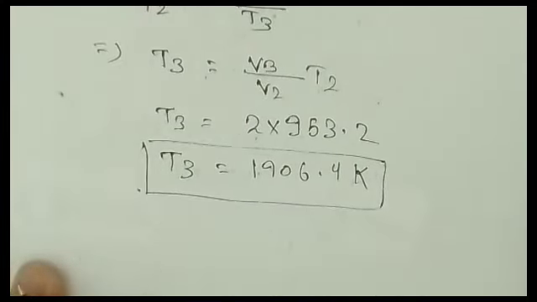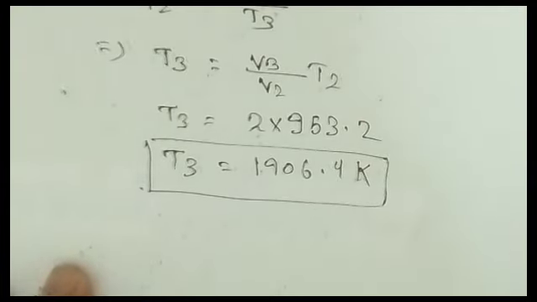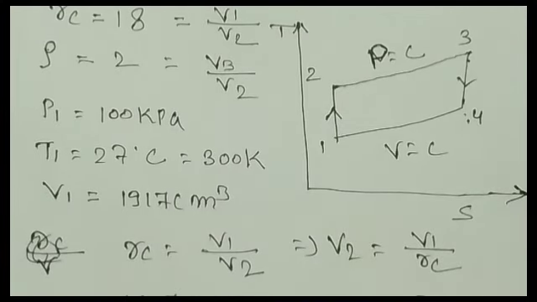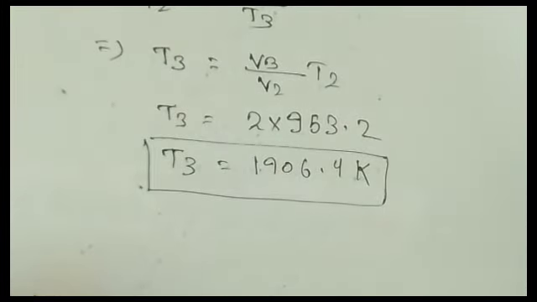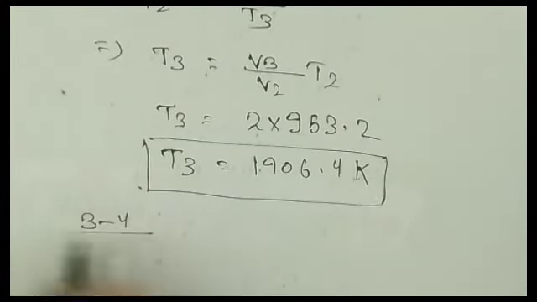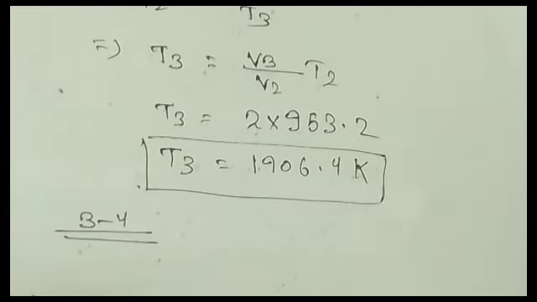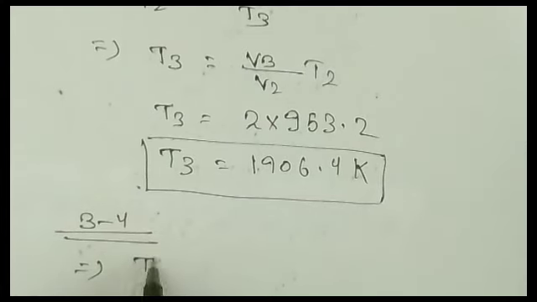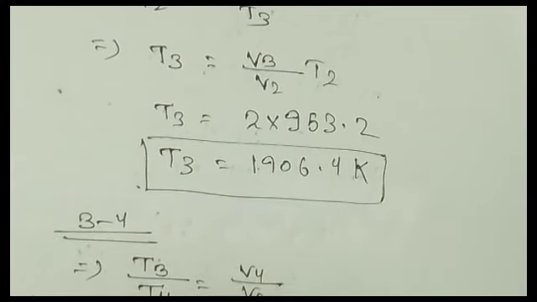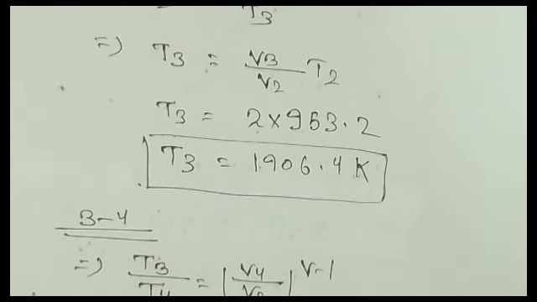Now come to point 4, that is the 3 to 4 process. So what is the 3 to 4 process? That is adiabatic expansion, so we can say T3 by T4 is equal to V4 by V3 whole power gamma minus 1, right? But V4 is what? V4 is nothing but V1.